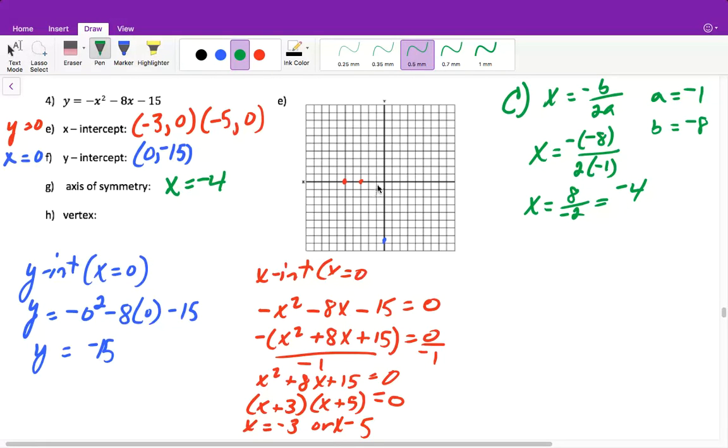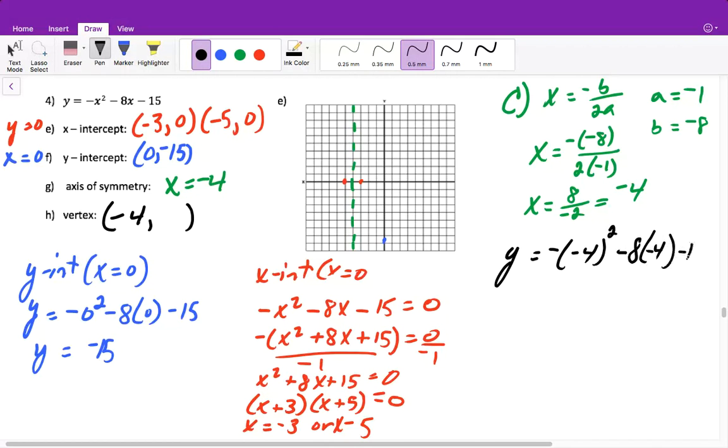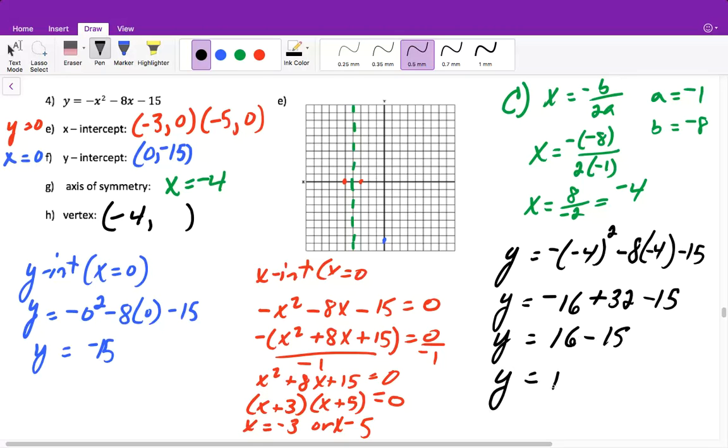We can also solve that by knowing our vertex has to fall directly in the middle of our two x-intercepts. And it's pretty easy when they're only just one space away or two spaces away. So I know that my vertex falls somewhere along this green dotted line. So I know it's negative 4, I just don't know the y value. To solve for that, we just plug it in. y is equal to negative 4 squared minus 8 times negative 4 minus 15. Well, y is then equal to negative 4 squared is 16, and 16 times negative 1 is negative 16, plus 32 minus 15. Negative 16 plus 32 is 16. 16 minus 15 is 1, so my y value is 1. So it's (-4, 1).